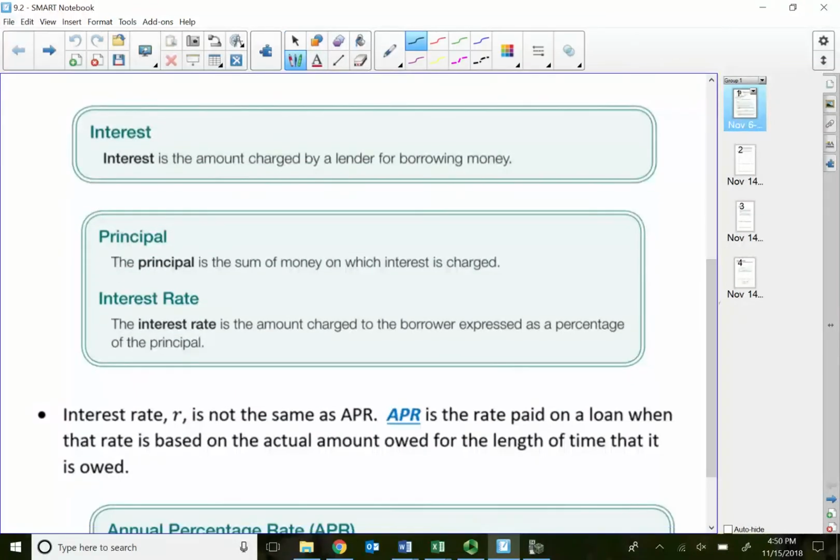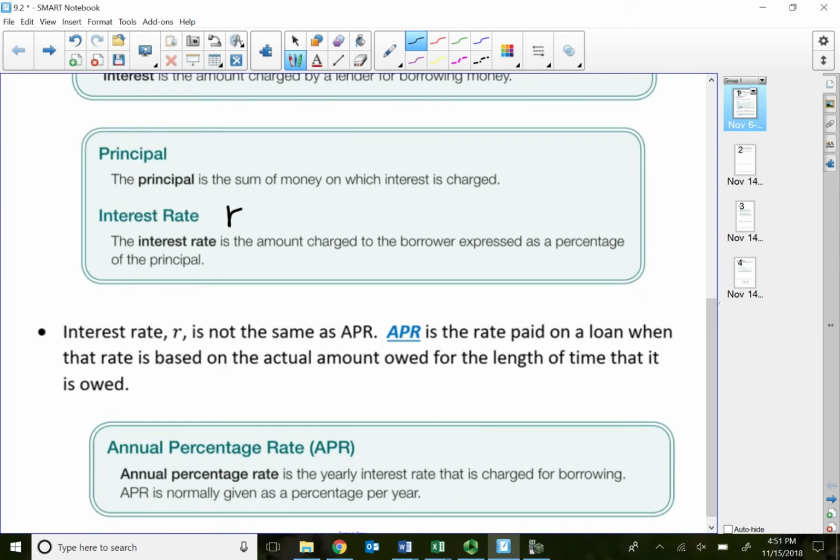The interest rate is very interesting here. The interest rate R is the amount charged to the borrower expressed as a percentage of the principal. The interest rate R is not the same as the APR. APR refers to the rate paid on a loan when the rate is based on the actual amount owed for the length of time that it is still owed. So, needless to say, the concept of APR is not quite the same as the regular R.